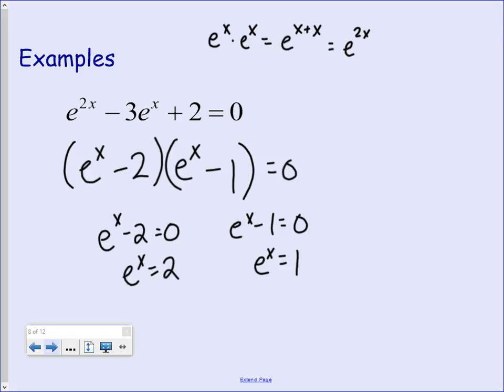Rewrite it as a logarithm. Since it's base e, it will be natural log. Natural log of 2 equals x. Natural log of 1 equals x. And I could plug those into my calculator and get decimal values. Oh, the second one is 0, huh? What is the natural log of 2? 0.693.